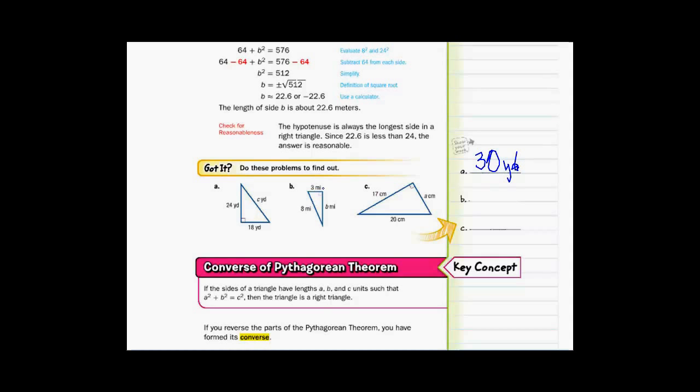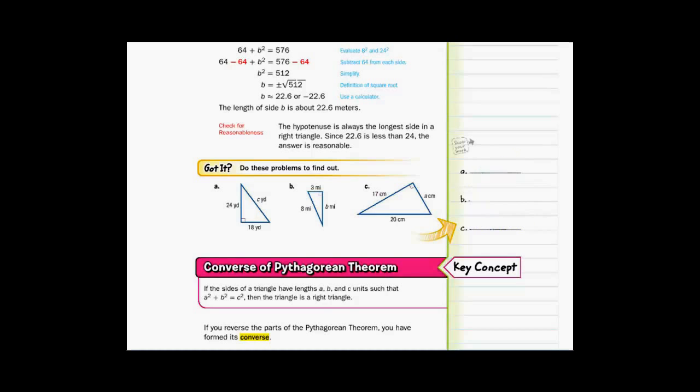For B, you are actually looking for b, and that comes out not nice and even, 7.4 miles. And again, if you aren't trying these, you're really only hurting yourself. C, you are actually looking for, again, one of the legs. You're looking for a, and it comes out as a decimal as well, 10.5. Remember, round to the nearest tenth, which is 1 decimal place, 10.5 centimeters.